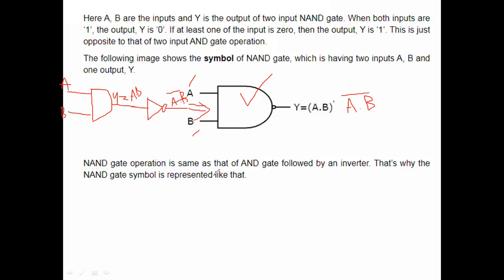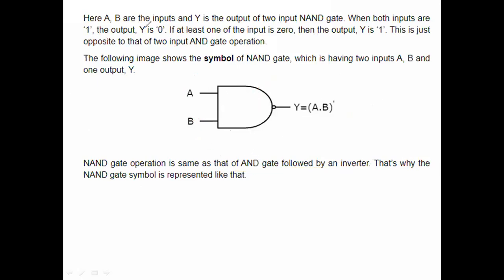Do you understand the NAND gate here? The NAND gate operation is the same as that of an AND gate followed by an inverter. Inverter means NOT gate. That's why the NAND gate symbol is represented like this: the same AND gate symbol with a bubble added becomes the NAND gate symbol. This is about the NAND gate.